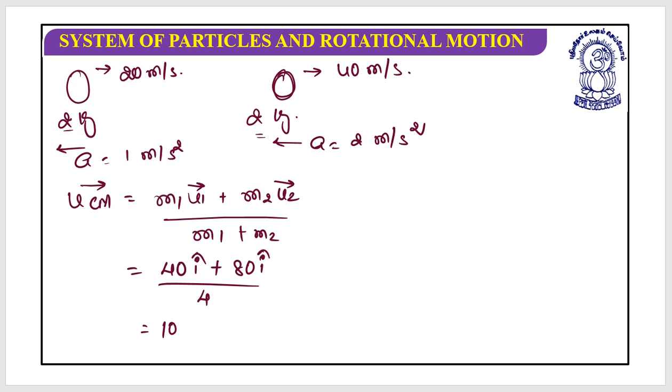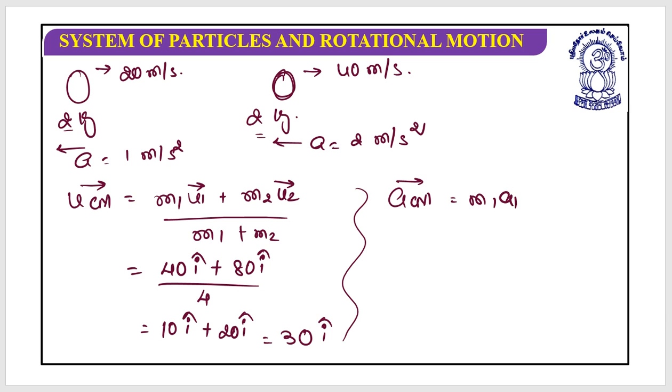So this equals 40 i cap plus 80 i cap divided by 4, which is 120 by 4, that is 30 i cap. I hope this is clear. It has been divided already, so it is 30 i cap. Now let me calculate the acm.